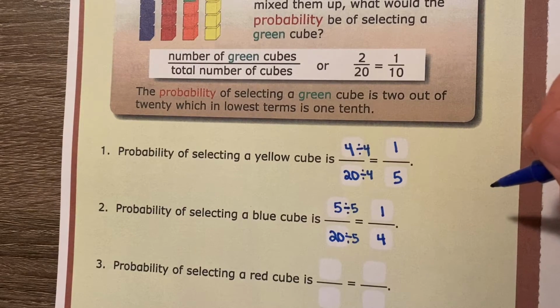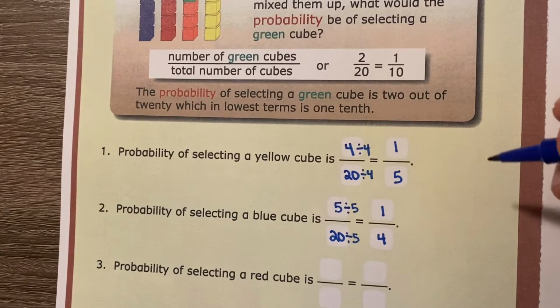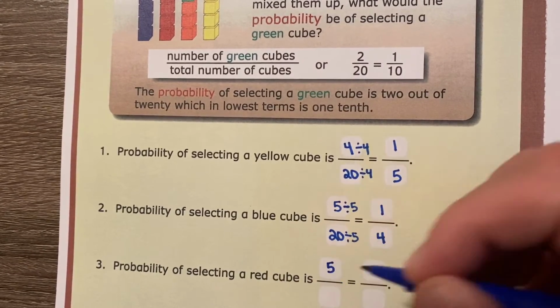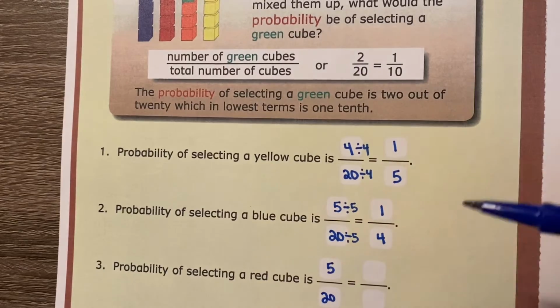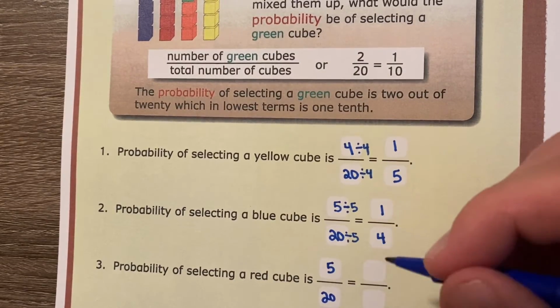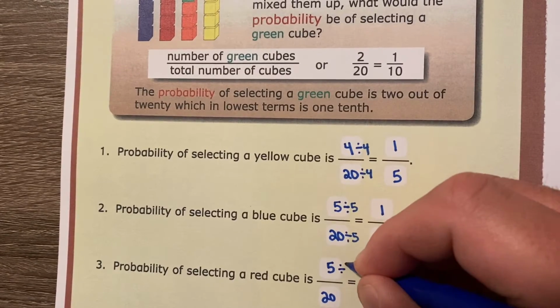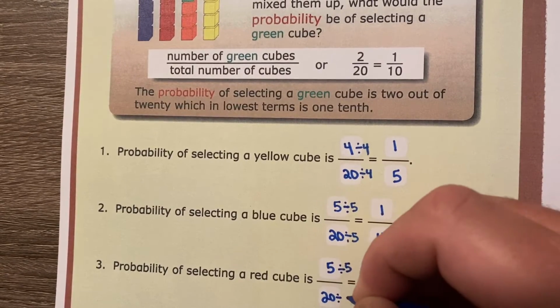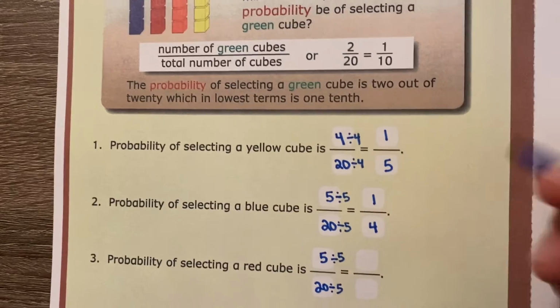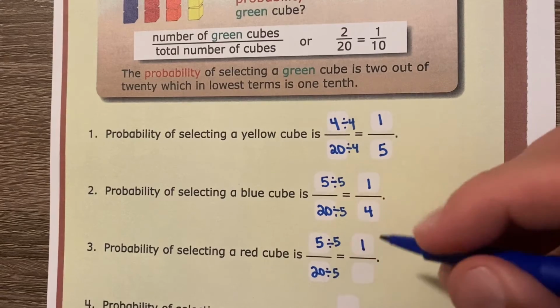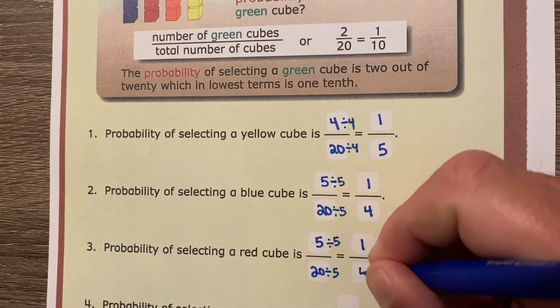Probability of selecting a red cube. Same amount as the blue, so 5 out of 20. And we determined that the greatest common factor of 5 and 20 was 5. So 5 divided by 5 is 1. 20 divided by 5 is 4.